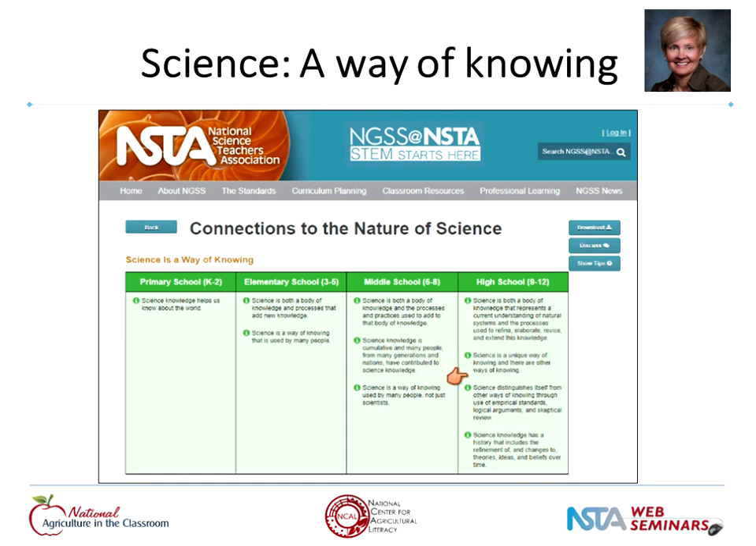The second little bullet here is science is a unique way of knowing. And there are other ways of knowing, but science is a unique way of really understanding the questions that we ask about the world around us.